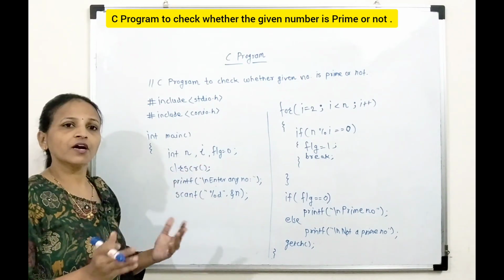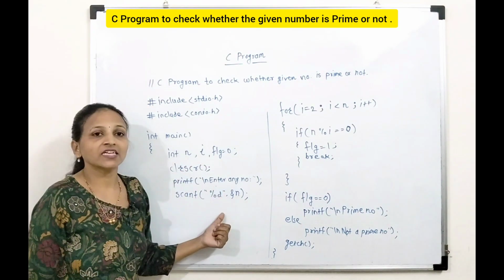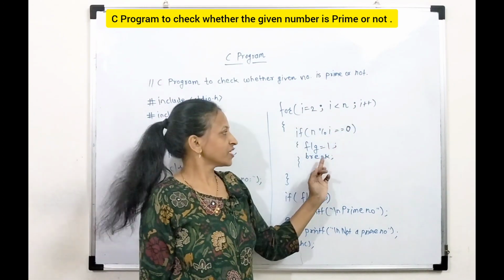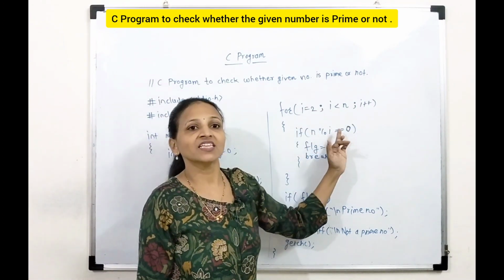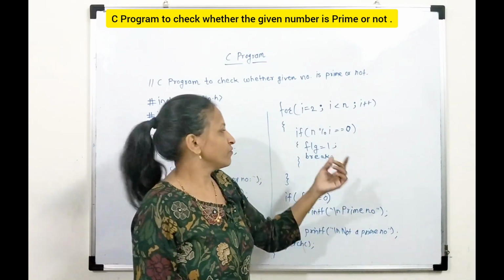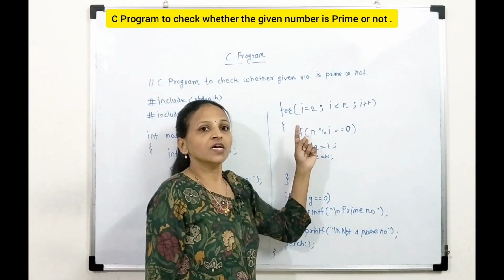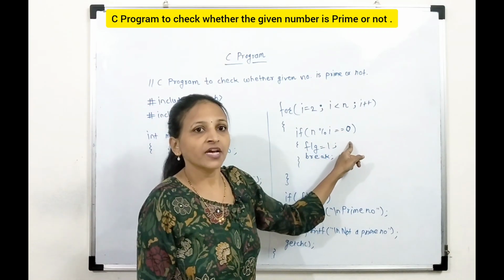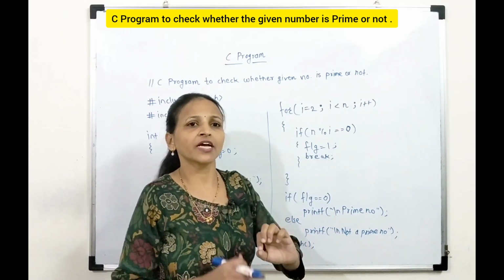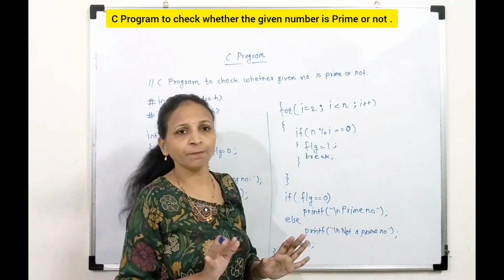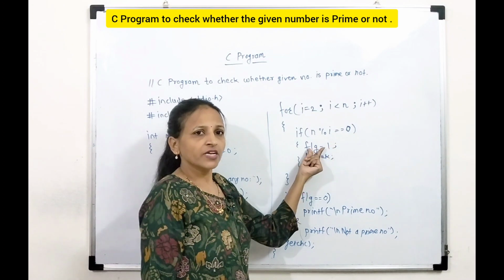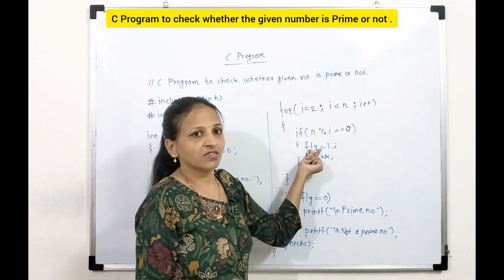And i is for counter purpose. Simple. Here I have accepted that number from user. Then from 2 to n minus 1 we are checking whether it is divisible by that i. i is changing from 2 to n minus 1. We are checking whether that number n is divisible by i or not. At any intermediate place, if it is divisible, then we can definitely say that the number is not a prime number. And that's why we are not displaying here. We are just modifying the value of flag here.